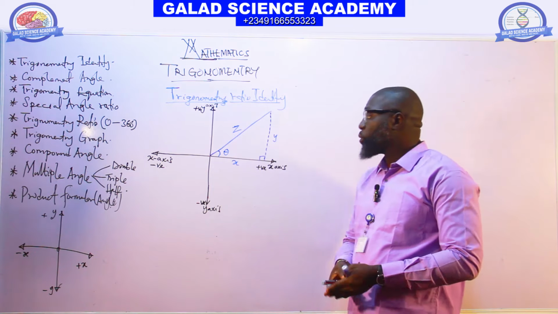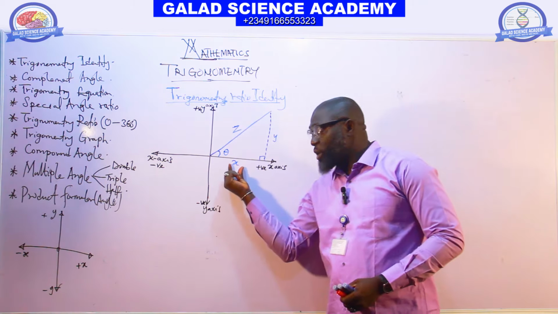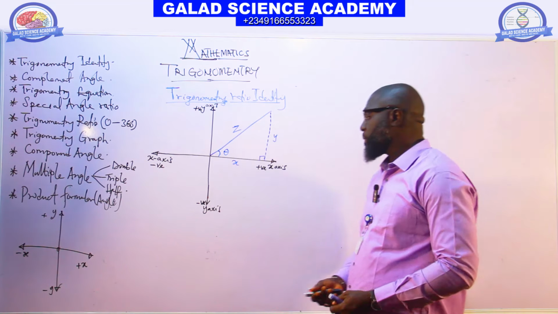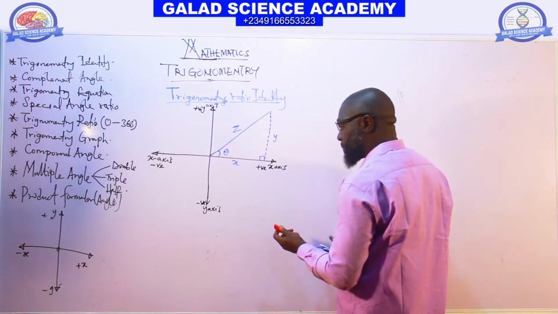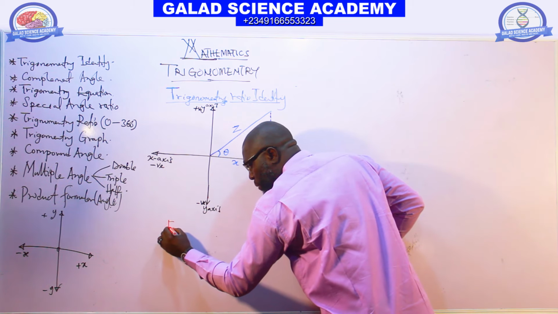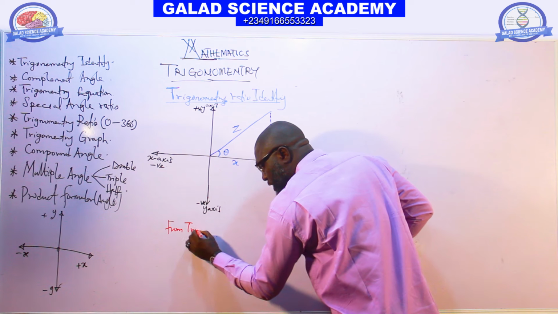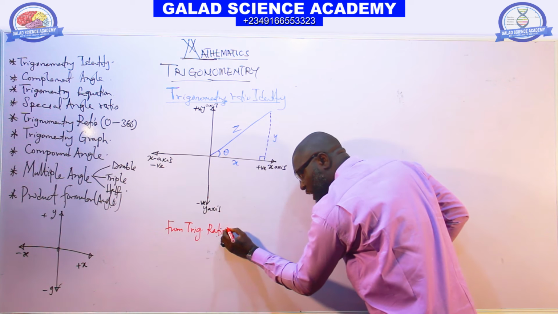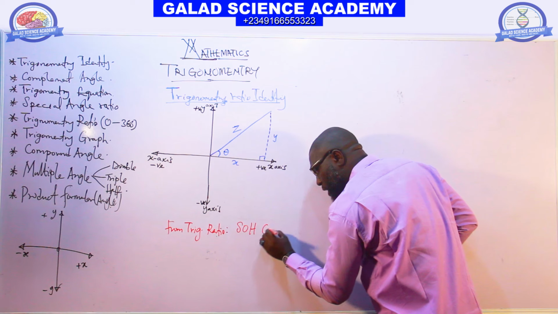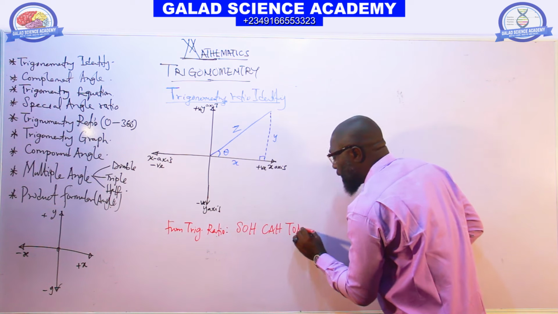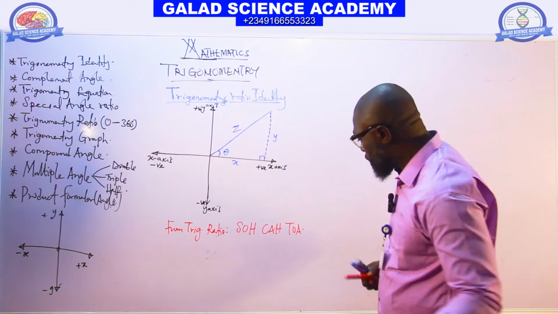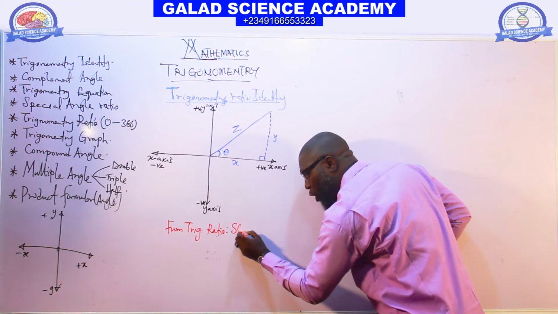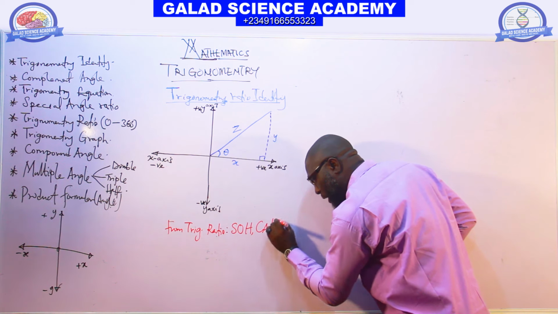So let us apply the trig ratio to know the actual value for x, the actual value for y and the actual value for z. From trig ratio, the trig ratio is generally known as SOH CAH TOA. This is the formula that we use to memorize the trig ratio. We call it SOH CAH TOA.